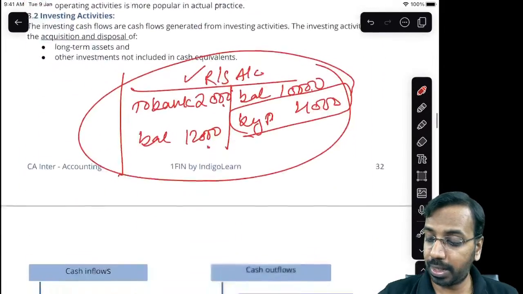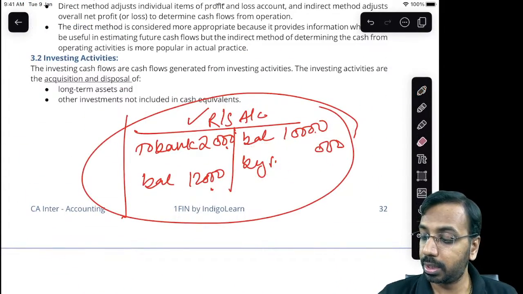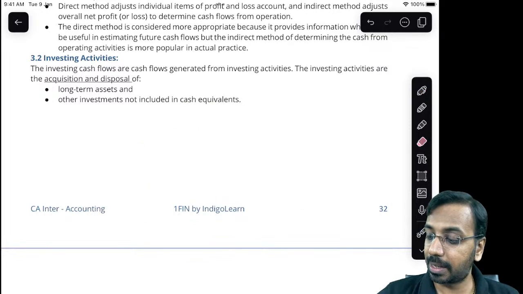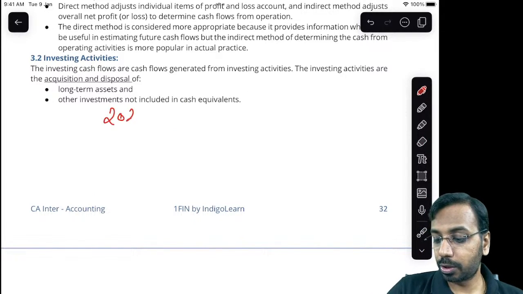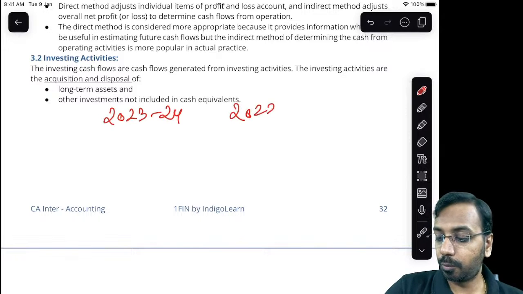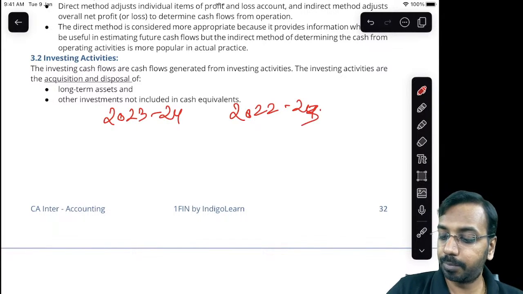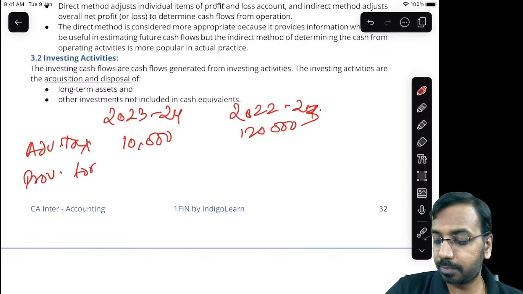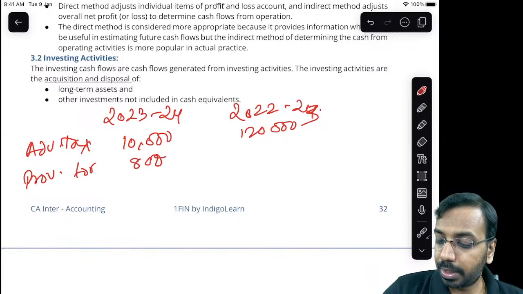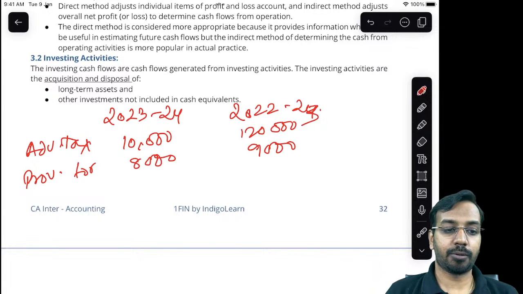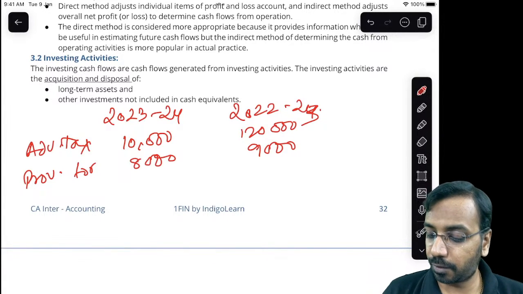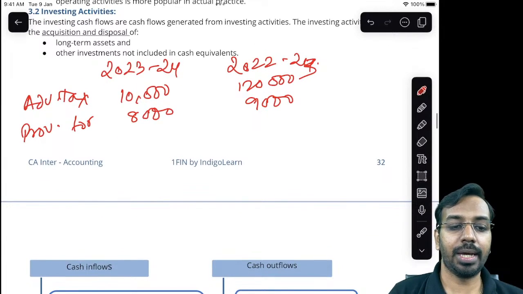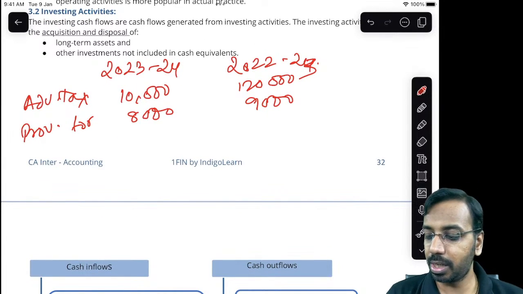Also, taxation paid. Another question where a lot of students have doubt. Taxation paid, how do we do it? So say for example, 2023-24 and 2022-23. Advance tax 10,000, 12,000. Provision for tax 8,000, 9,000. Okay, this information is given. Advance tax, provision for tax, this information is given. How do we calculate the amount of taxation paid?